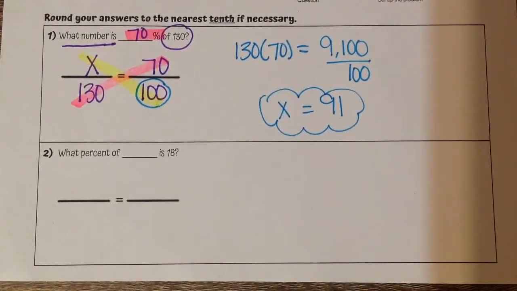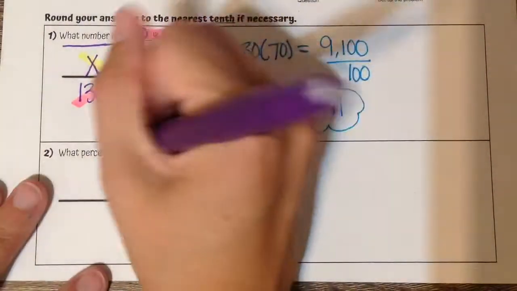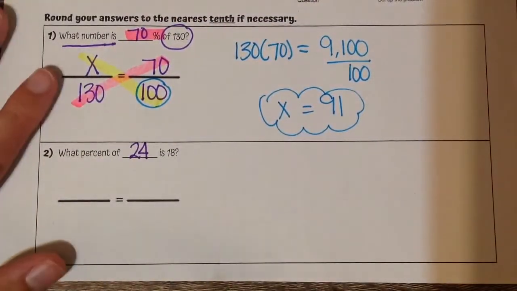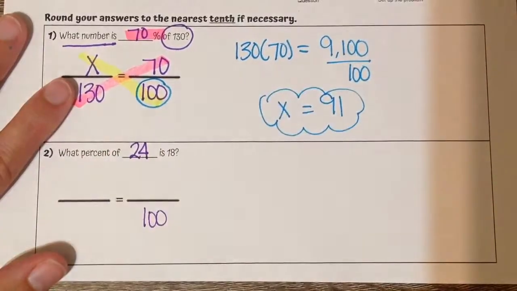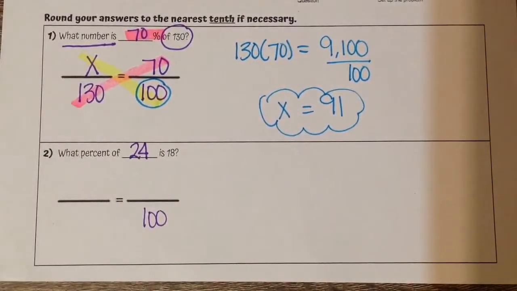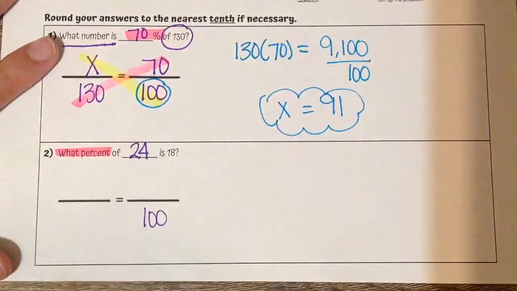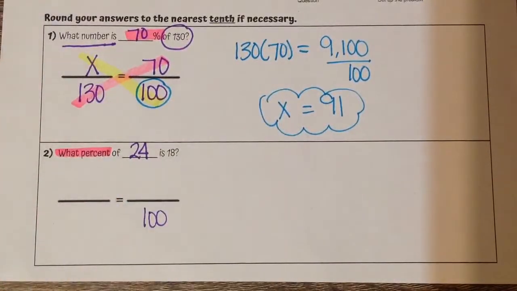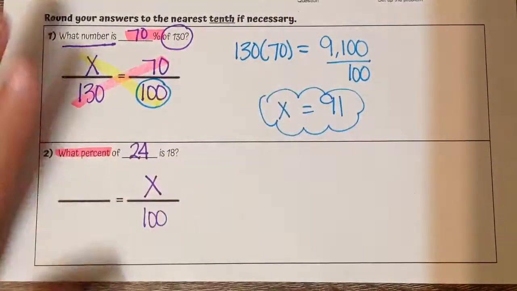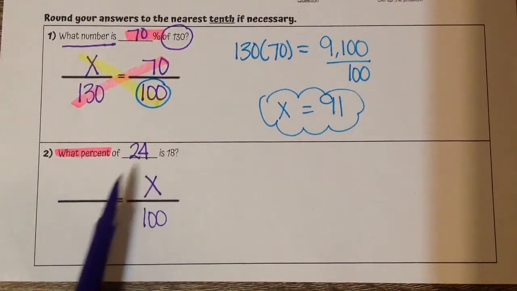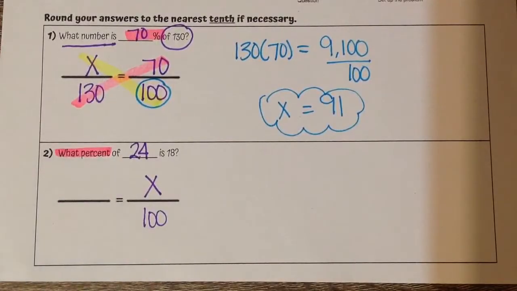All right, number two, what percent of 24 is 18? So again, first thing that I recommend, we need to write 100 in the bottom right. Next thing I look for is the word percent or the percent sign. This time I see the word percent. It says what percent, which is telling us we don't know the percent. So my X is going where the percent is. So that means these two other numbers that we have, they are going to be the part and the whole. It's going to be a little bit trickier figuring out which one is which.